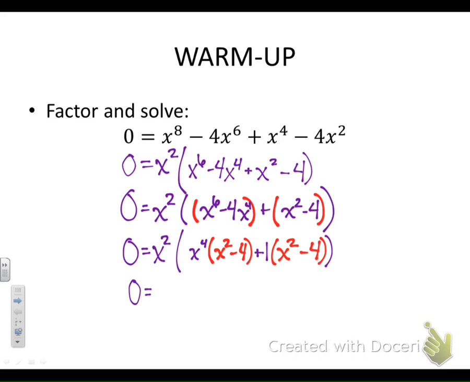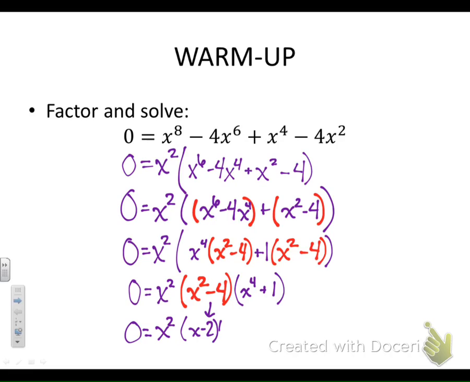So now I have a factor of x squared, and then this factor, x squared minus 4. And then what's left in the purple parentheses is x to the 4th plus 1. So if I broke it down one more step, we get x minus 2, x plus 2, and then the x squared, or x to the 4th plus 1.